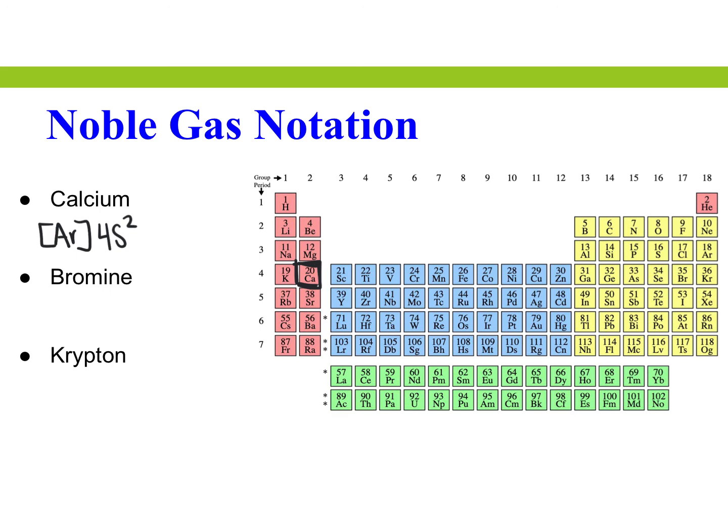Okay, let's do one more. What noble gas comes before bromine? Okay, bromine. Krypton's right by it, but can you use krypton? No. So you've got to use argon. And then what would come after argon? Kryptonite. Okay, then what? Good. Okay.